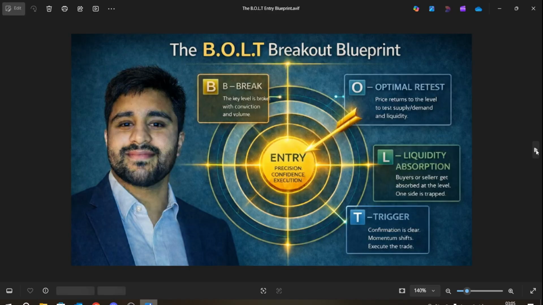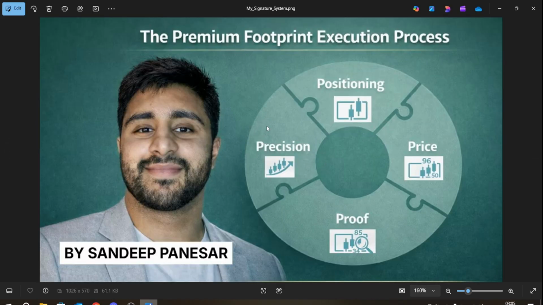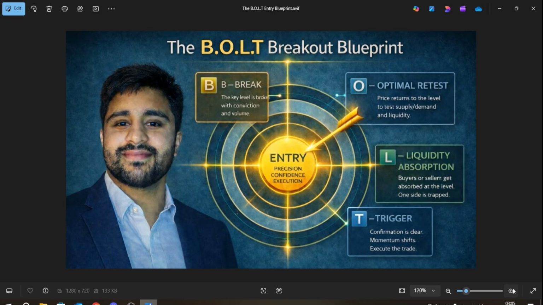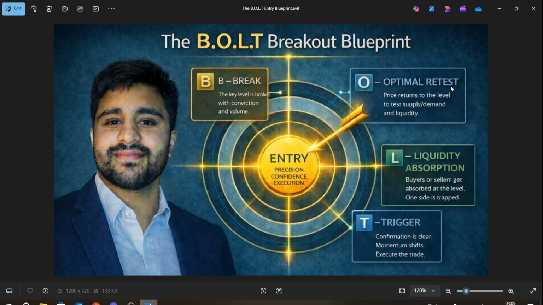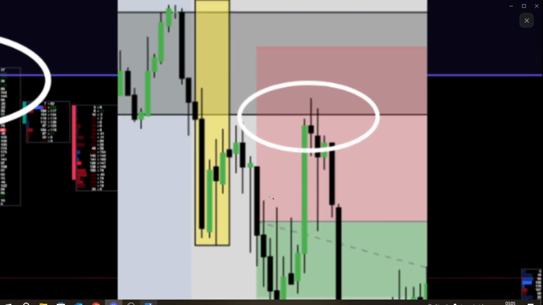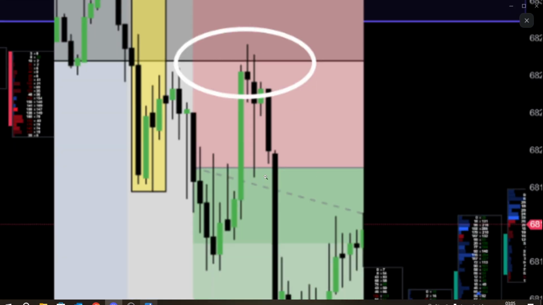So when we look at it from an execution standpoint, to get that precise entry, I use the Bolt Breakout Blueprint. You can only use this if you understand order flow, and I'll explain why. Because you have the break, right? So let's do this in 4 steps. Let's take a look at it this way. You have the 5 minute opening range, you had the break, you had the retest here. There was my initial entry, and then I sized up over here.